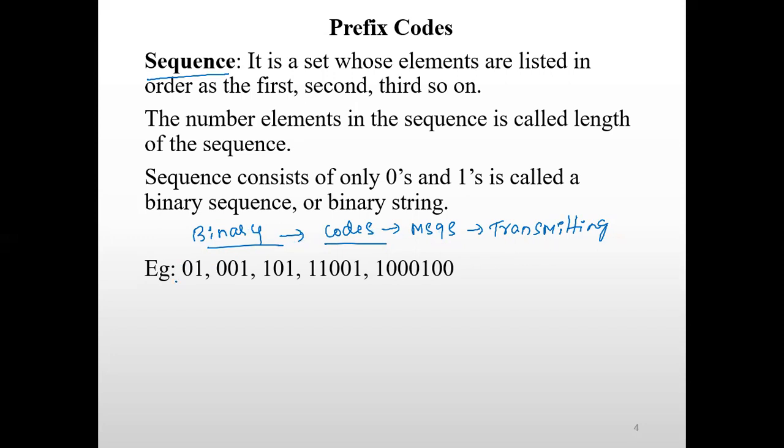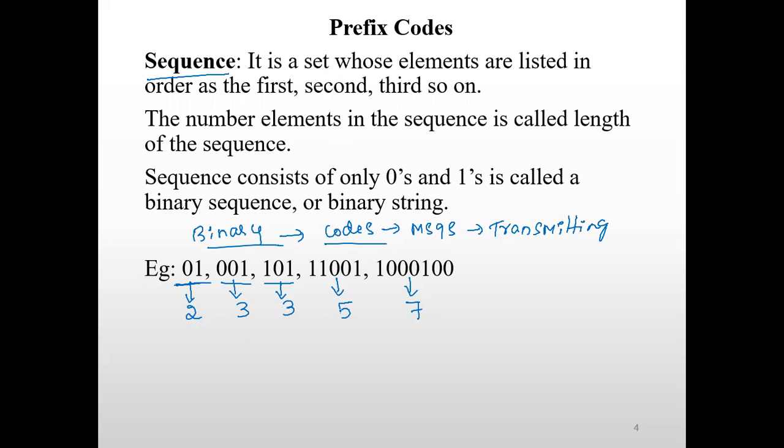So here is an example for the binary sequence. 0, 1 is one binary sequence. Again 0, 0, 1 and 1, 0, 1 are other binary sequences. And again, the number of elements in the sequence is the length of the sequence. Here there are 2 elements in the given sequence, hence the length is 2. For this sequence, the length is 3. Again here it is 3. For this sequence, the length is 5 because it consists of 5 elements. And finally, the length is 7. So this is the example for the binary sequence.